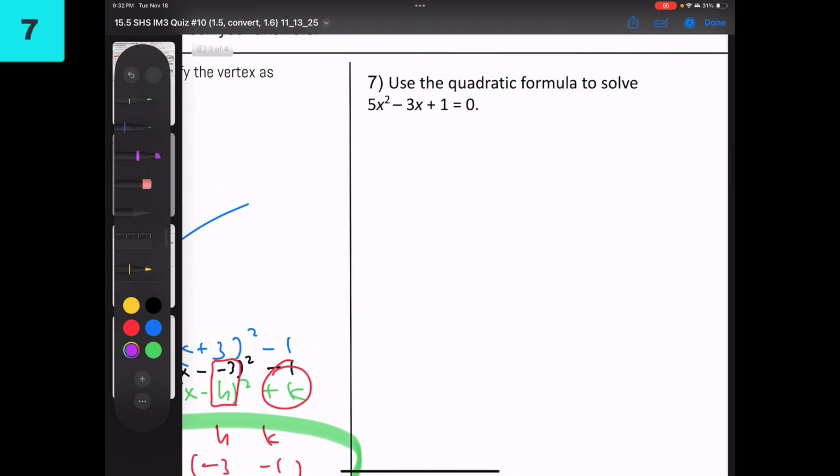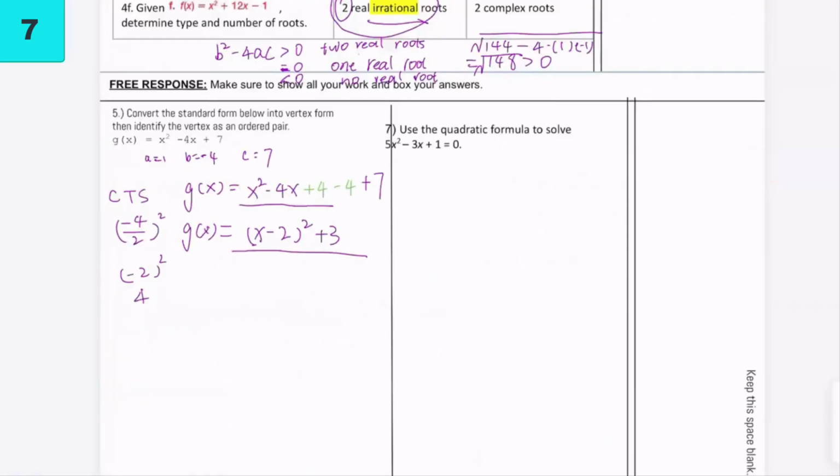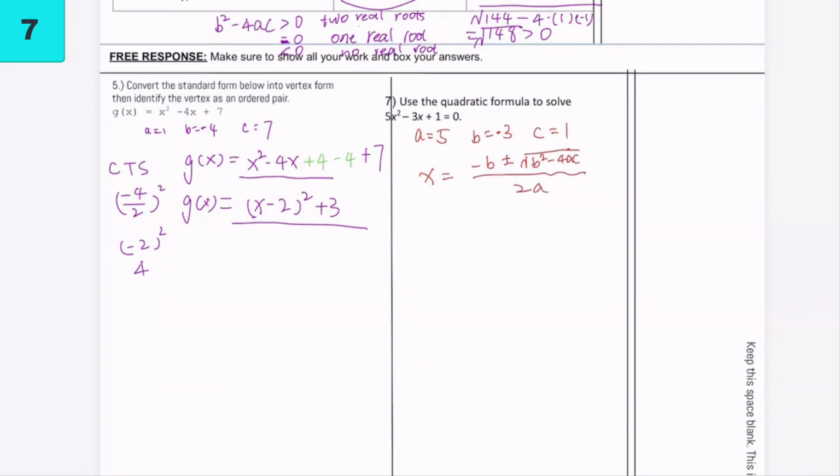And the last one, let's go for the quadratic formula. And then let's look at the last one, using the quadratic formula to solve that, right? What is the quadratic formula? When you use quadratic formula, first thing is you write a, b, and c, right? A is 5, b is -3, c is 1. And then write down the quadratic formula. X is equal to minus b plus or minus square root of b squared minus 4ac over 2a, right? Over 2a.